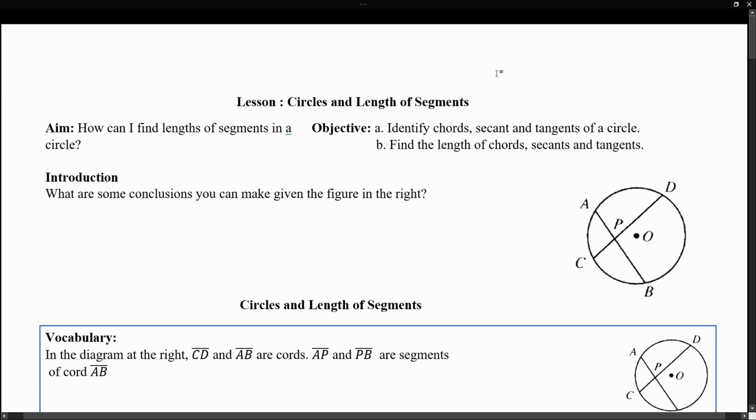In this video, we will talk about circles and the lengths of segments. So let's start by just reviewing what we have talked about so far, and I think we can summarize a lot of things given this diagram. What are some conclusions that we can draw given this diagram on the right hand side?